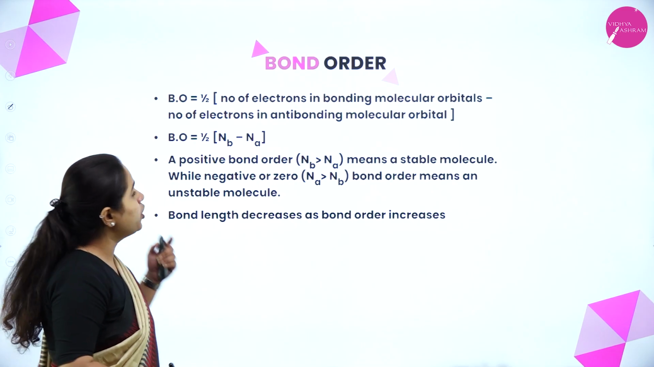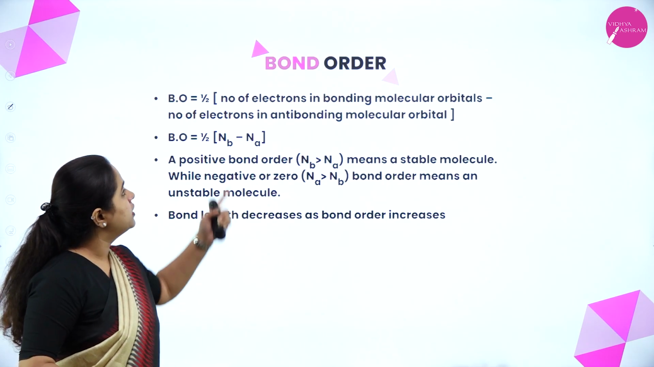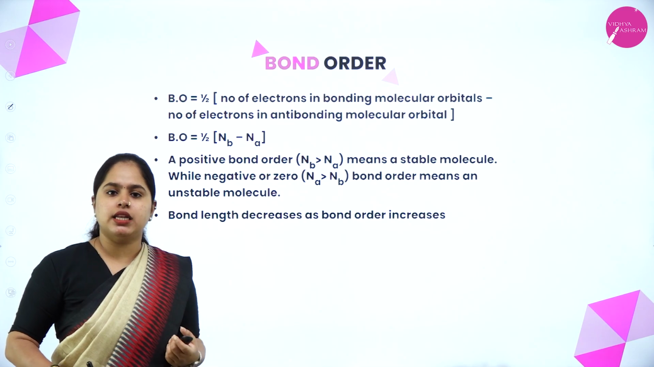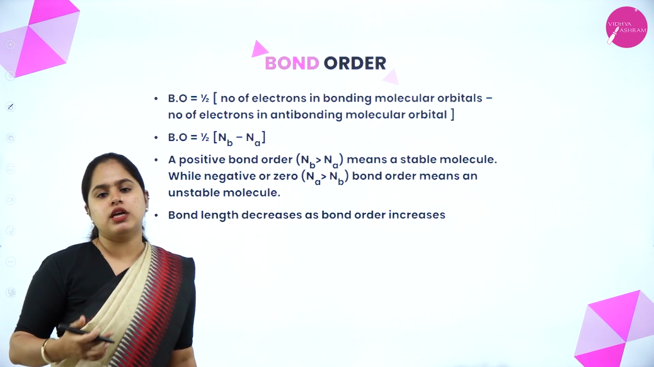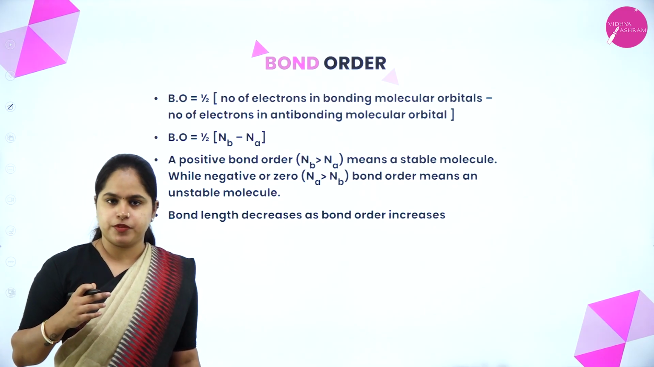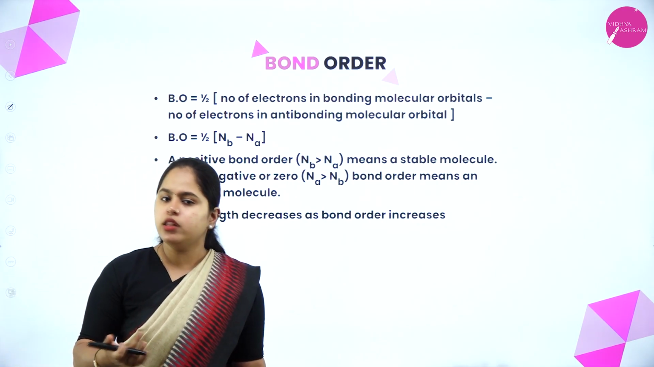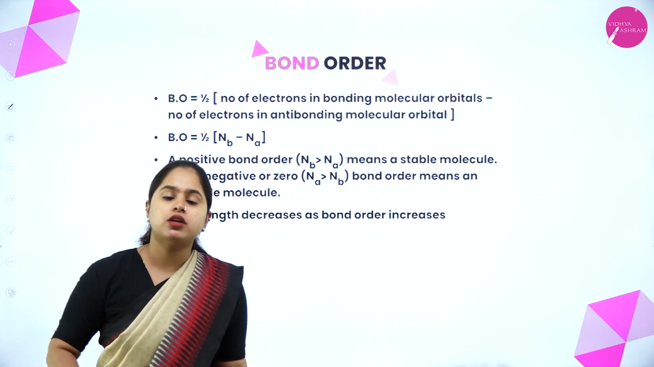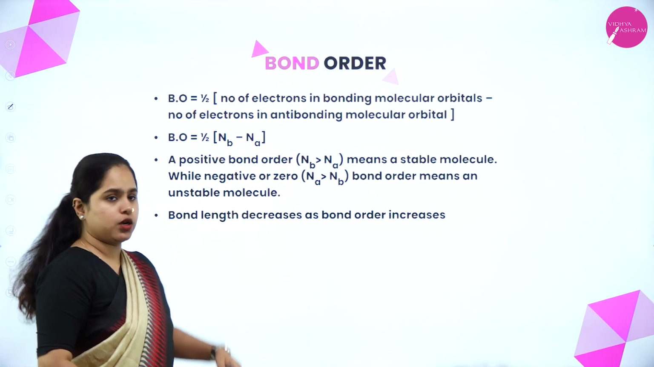So, how do you calculate the bond order? The equation is half of the number of electrons in the bonding molecular orbital minus the number of electrons in the anti-bonding molecular orbital. What did we study about bond order? It is the number of bonds between two atoms. If it is a single bond, the bond order is 1. If it is a double bond, the bond order is 2. If it is a triple bond, the bond order is 3. So how do you calculate the number of bonds? That is the bond order, and we calculate it using this equation.